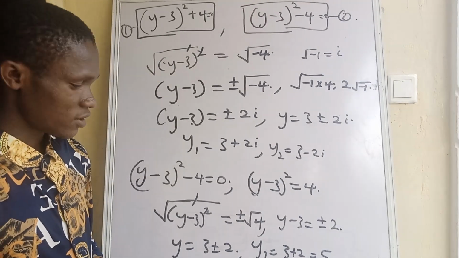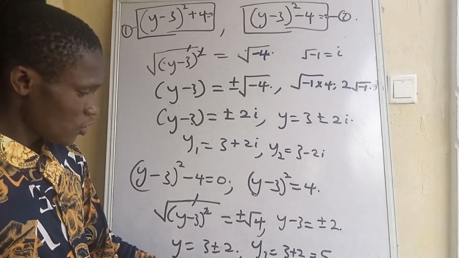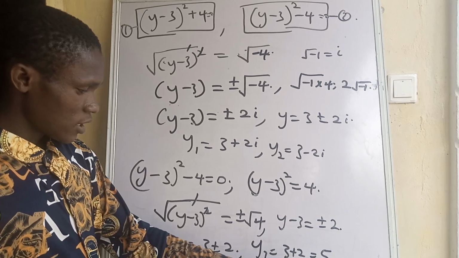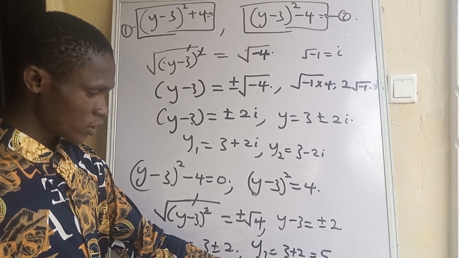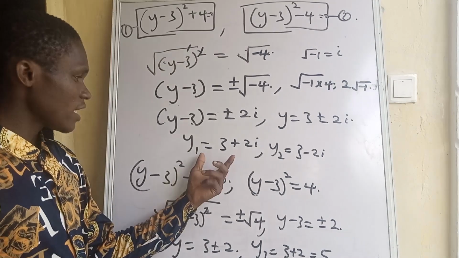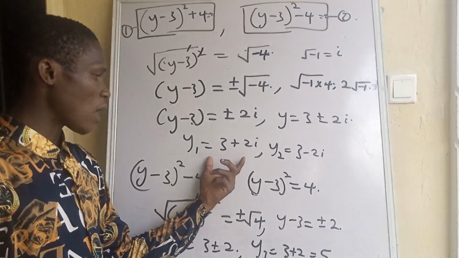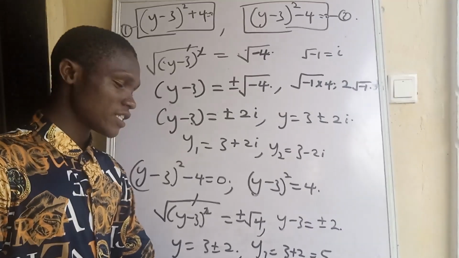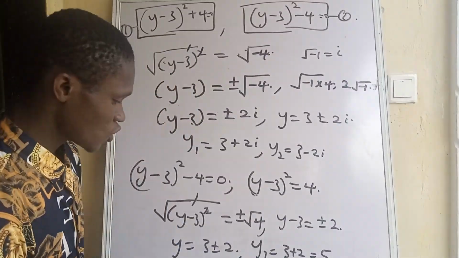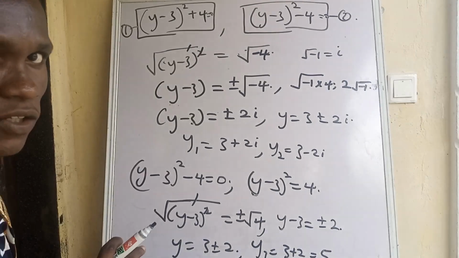It's making more sense, right? Okay. So y3 is equal to 3 plus 2, which is 5, and y4 is equal to 3 minus 2, which is 1. Remember, our y1 and y2 are in complex form, while y3 and y4 are plain numbers. So these are the four values for y.